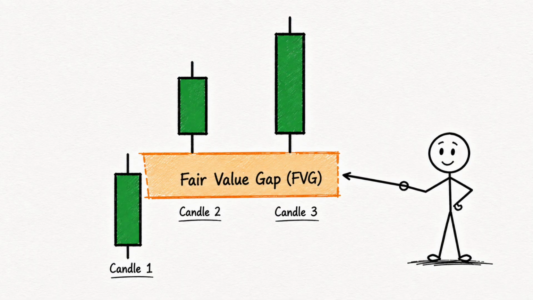5. Fair value gaps. Now let's talk about something that has become extremely popular in modern price action, fair value gaps. Imagine 3 candles. The middle candle makes a powerful move, and between candle 1 and candle 3, there is an area where price didn't trade efficiently. That area becomes the FVG.